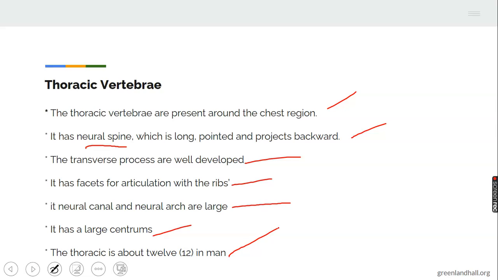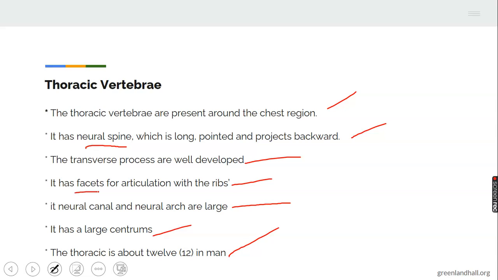The thoracic vertebrae are present around the chest region. It has a pronounced neural spine, or long neural spine, that projects backward. It has transverse processes that are well developed. It has facets that articulate with the ribs. It connects the ribs to the sternum and to the thoracic at the back. The neural canal and neural arc are large.